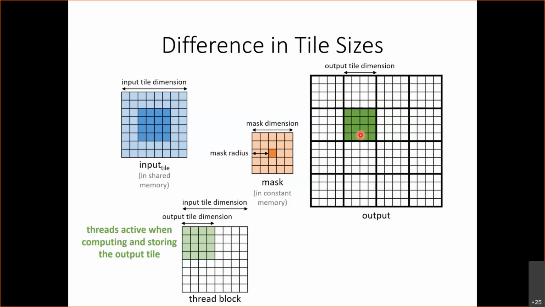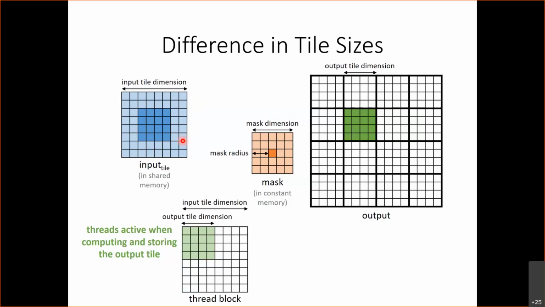There's actually another way you could have done it. You could have had as many threads as you have output tiles, and then have these threads in the output tile somehow loop over the input tile values and load them. But it turns out that the code for doing that is quite complicated, and the performance benefit that you get is actually not that high.